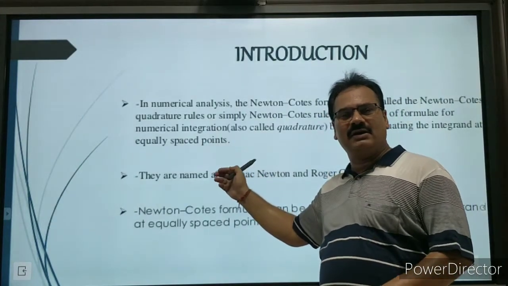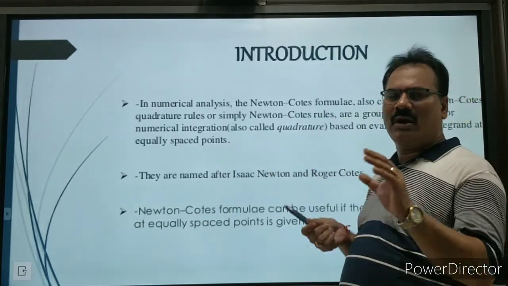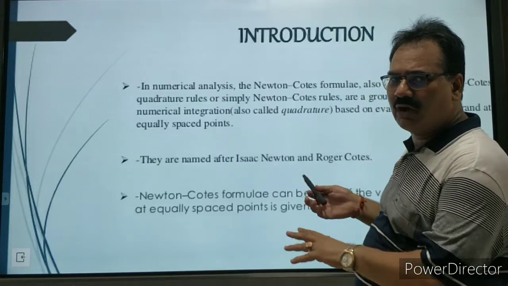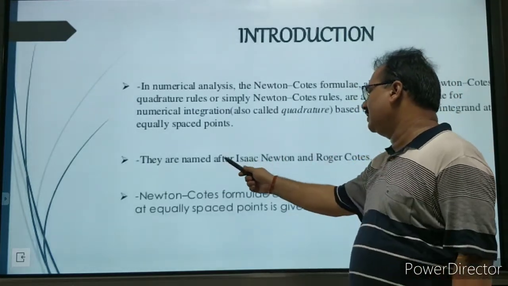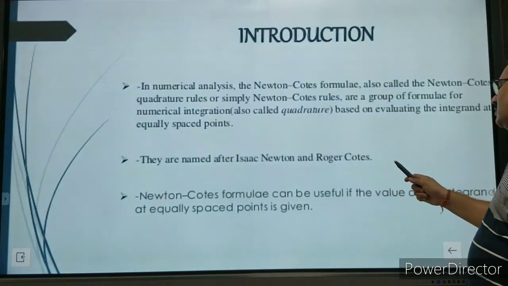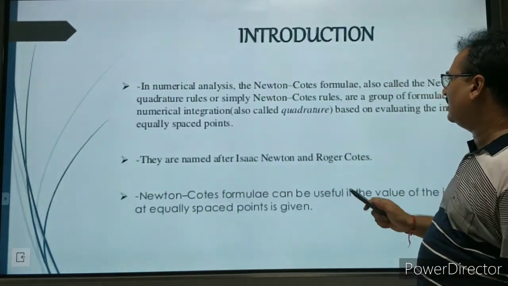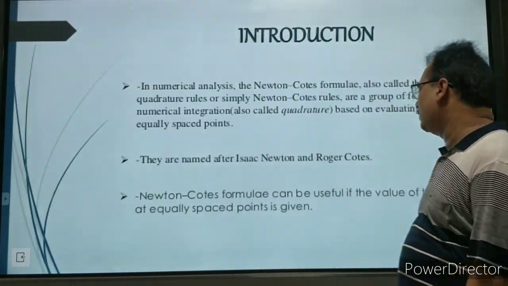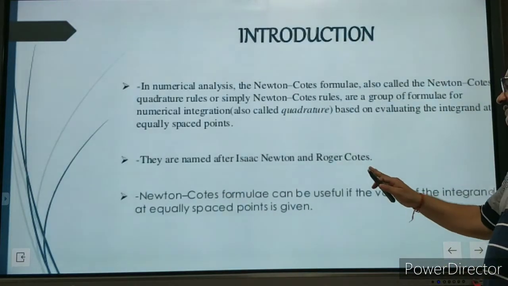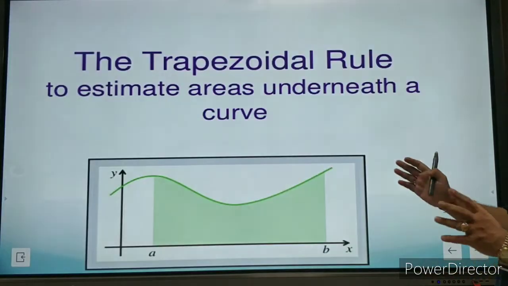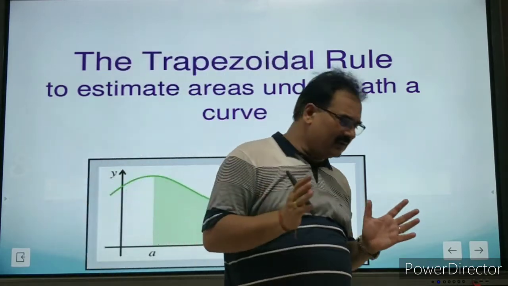In a separate lecture, if required, I will discuss the meaning of the Newton quadrature formula, but it is advised to all viewers to look in any book for the Newton quadrature formula. They are named after Isaac Newton and Roger Cotes. So with the names of both scientists, this formula is known as the Newton-Cotes formula. The Newton-Cotes formula can be used when the values of the integrand at equally spaced points are given. If equally spaced points are given, then this formula is valid.